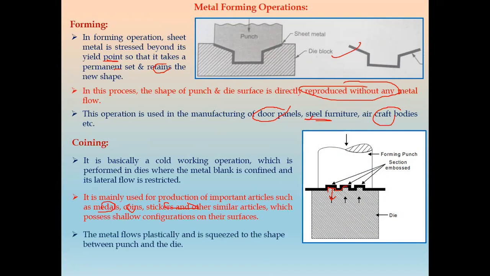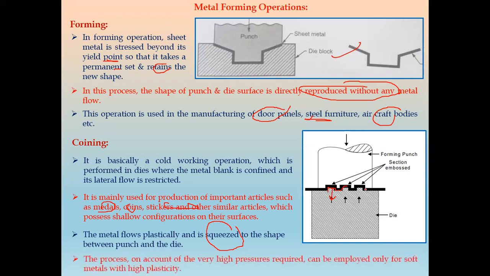The metal flows plastically and is squeezed to shape between the punch and die. So we have a shape like this, and it will be squeezed between this part. That operation is called a coining operation, or it is also called a squeezing operation. In squeezing, all types of medals, coins, stickers, and other articles are formed. But in case of coining, only coins will be formed. That is the main difference between coining and squeezing.